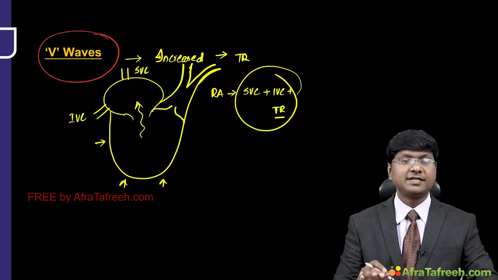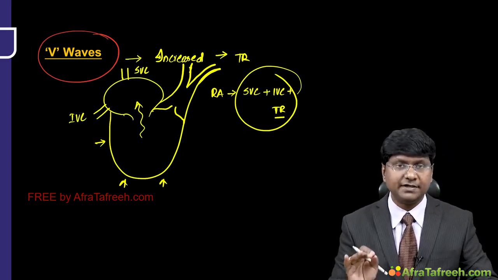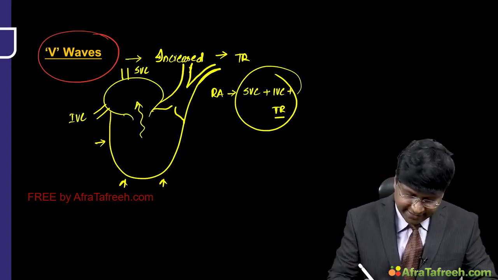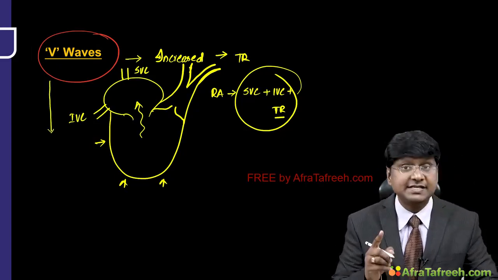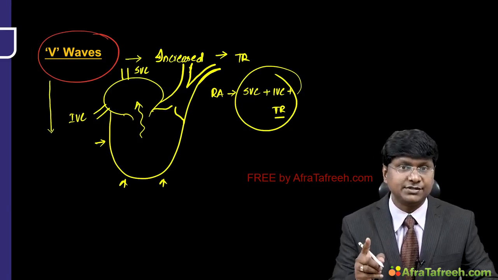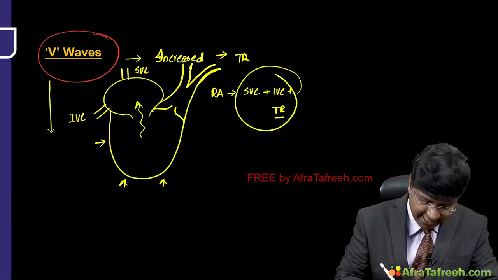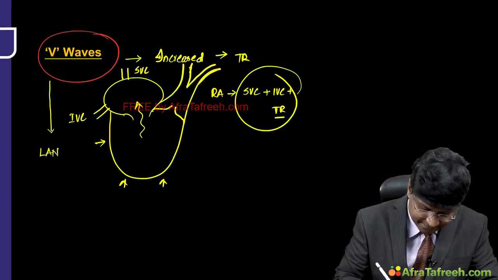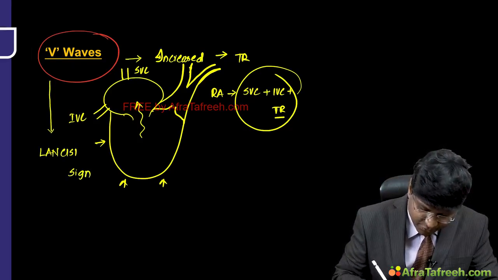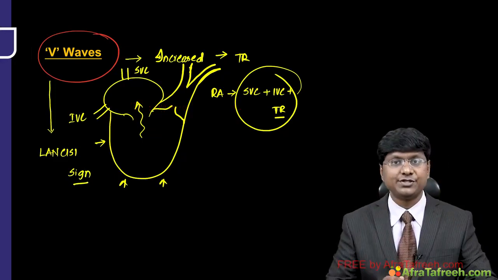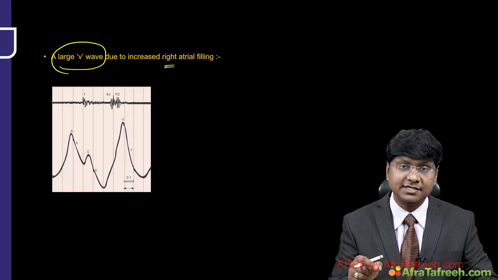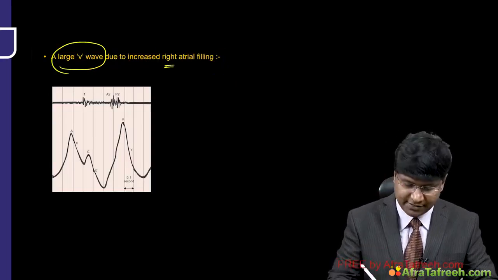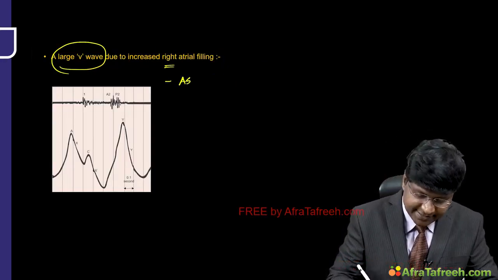Now, after having discussed the abnormalities of the V waveform, okay, one point that I have to tell you is this increased V wave, which is seen in case of tricuspid regurgitation, that particular sign is called the Lancisi sign. And this will be an important multiple choice question, right? Then, the other conditions where you can have this increased amplitude of the V wave, that is in patients with atrial septal defect, right?